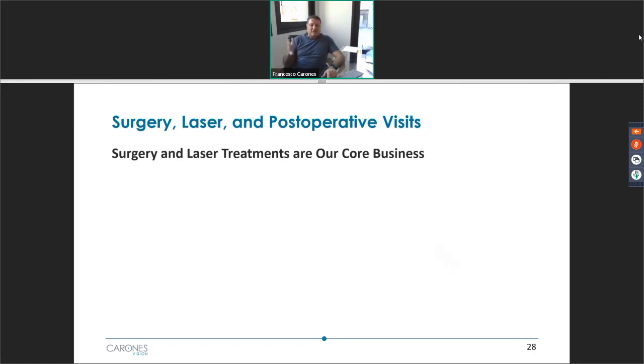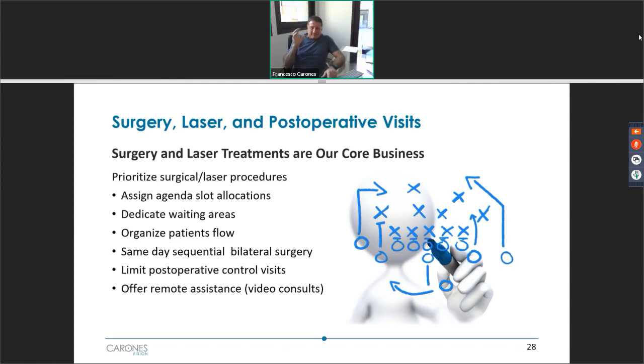As regards surgery, the best advice that I can give is to prioritize surgical laser procedures because these are the ones bringing revenues. So in your allocation of slots in the new design agenda, you must leave spots especially for that.